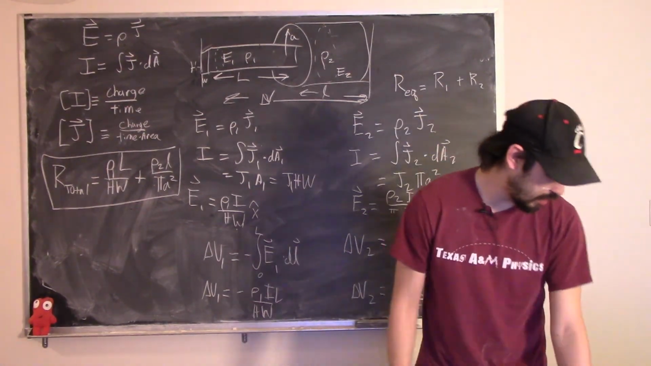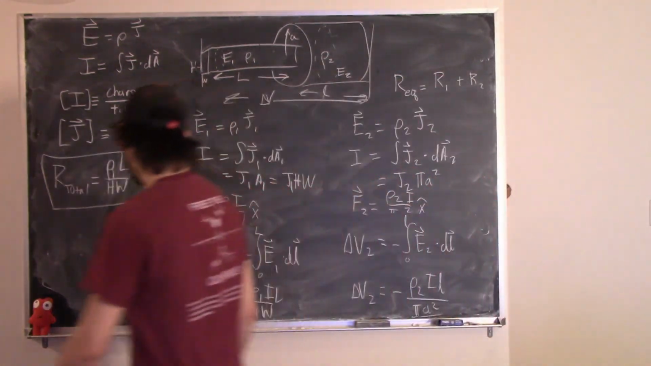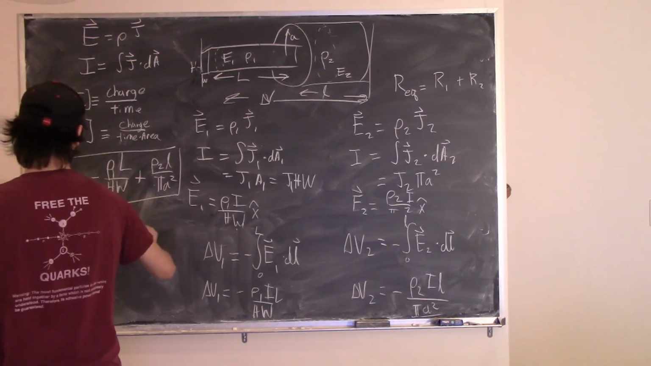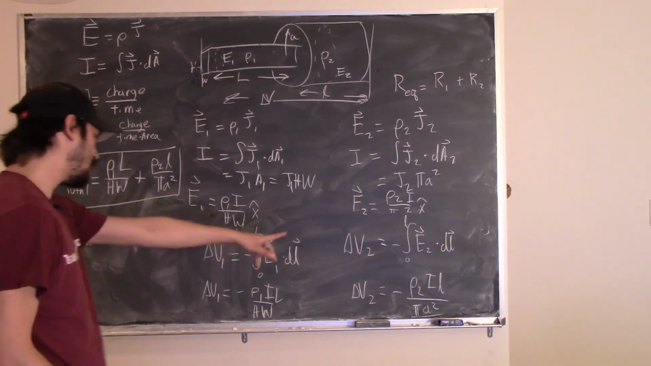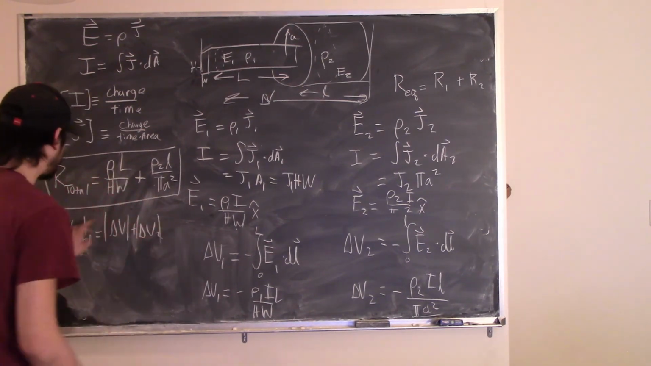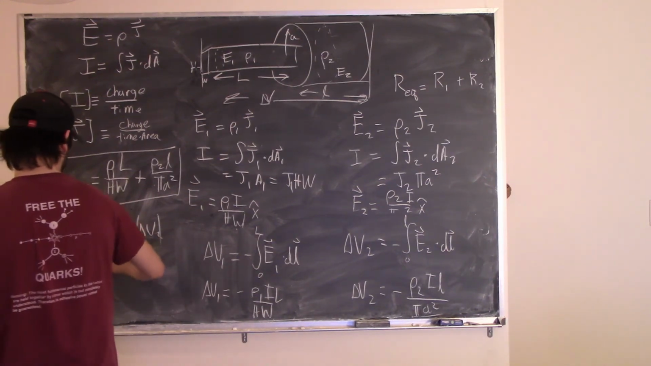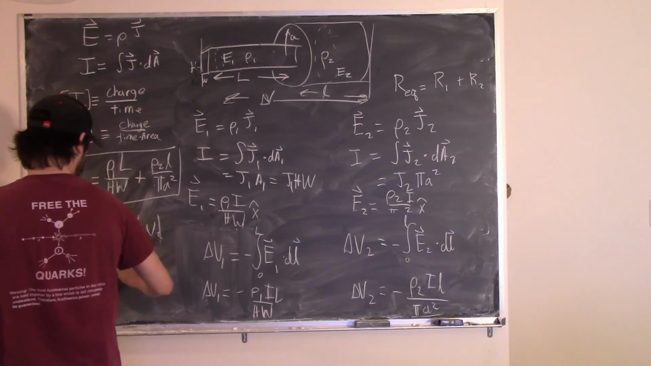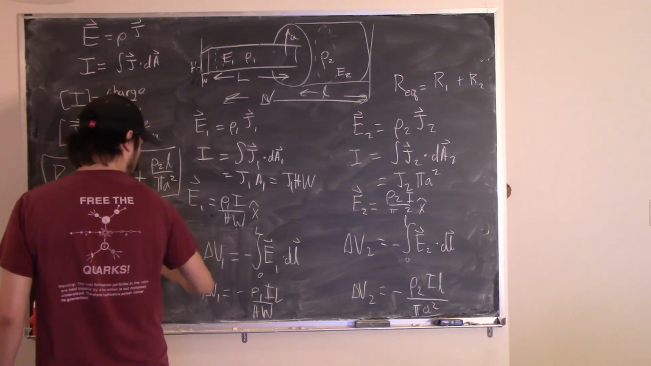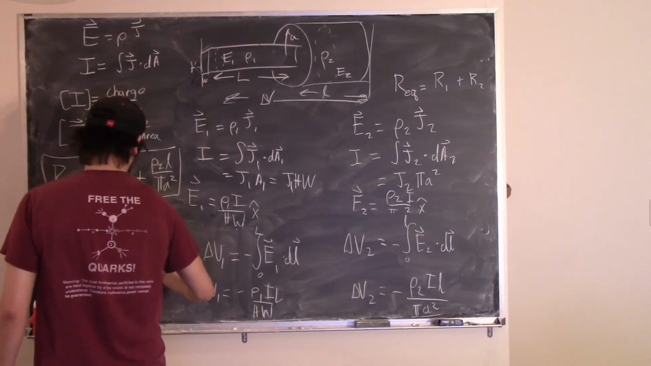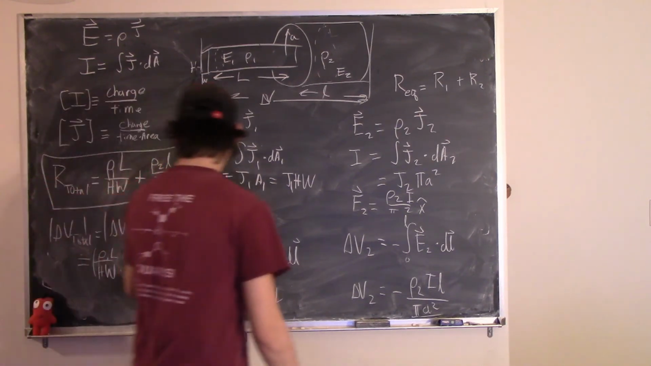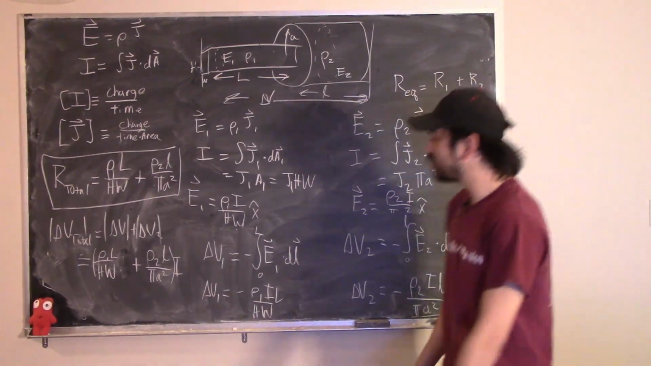Now, the next thing that I wanted you to see was, well, really, delta V total is just equal to delta V1 plus delta V2. And so I can take these two things and then just add them together. And actually, I'm going to take my absolute values now too. So you take an absolute value of all of these things. What I end up seeing is this is going to be rho 1 divided by HW L times I plus rho 2 lowercase l divided by pi a squared times I. I can see that I can factor out an I here. And what we see is that by doing these individually, we get the same answer.